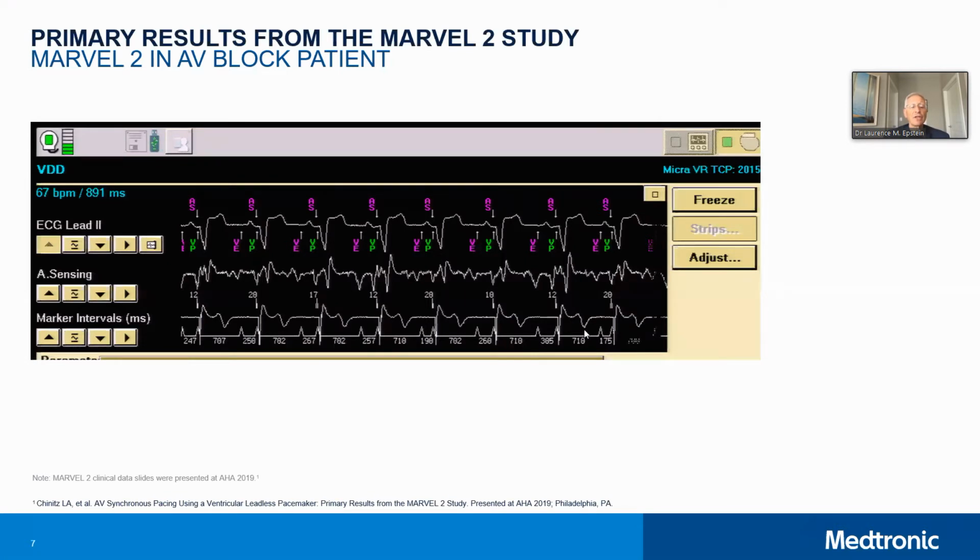And then you see the atrial sensing signal and the ventricular pacing signal. And you can see here that you have good tracking, where there's a P wave right before every QRS. The relationship seems to be pretty stable. So this would be a great example of restoring AV synchrony in somebody with heart block. Next slide.